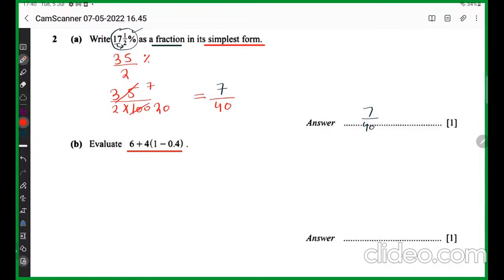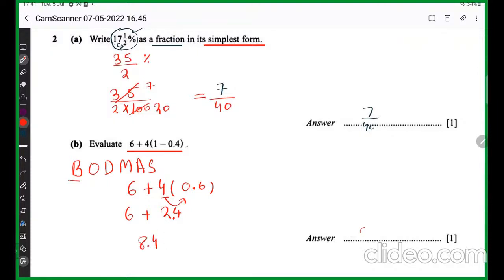Now, the word was BODMAS. Brackets. We need to solve the bracket content first. So 1 minus 0.4 would give you 0.6. And now we have 6 plus 4 multiplied by 0.6. So how do we do decimal multiplications? What is 4 multiplied by 6? 4 multiplied by 6 is 24. And we just have one decimal place. So we would just write down the decimal over here. Now it is 6 plus 2.4. Please keep your mics muted. It is going to be 8.4. So the answer would be 8.4. Yes, that is the correct answer.